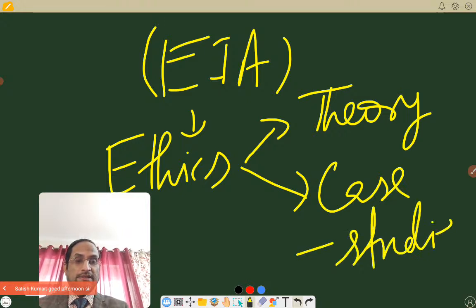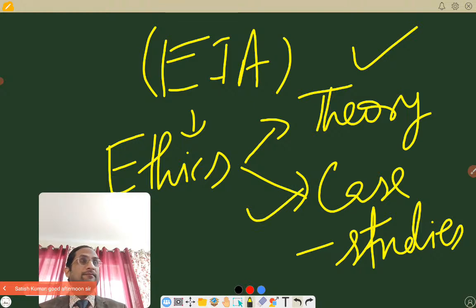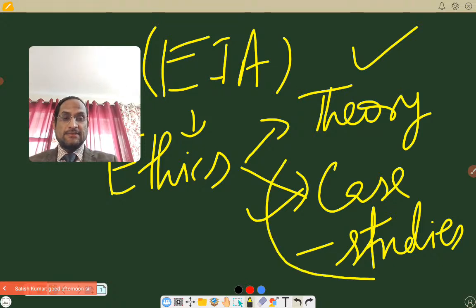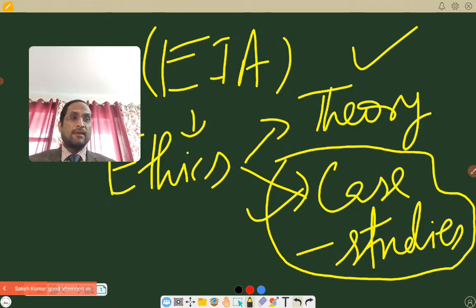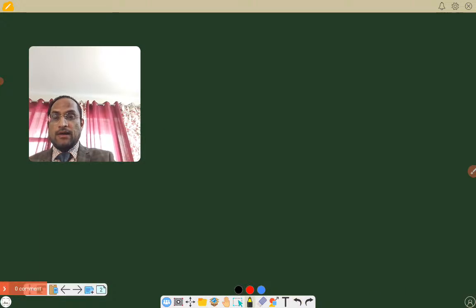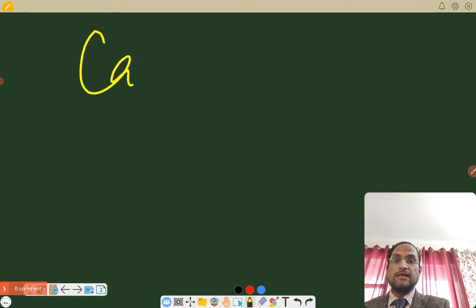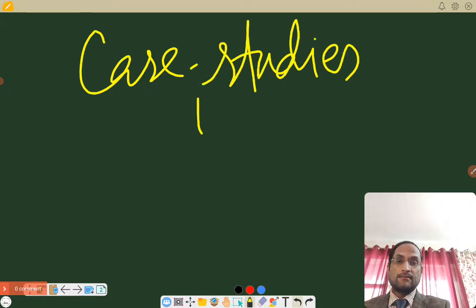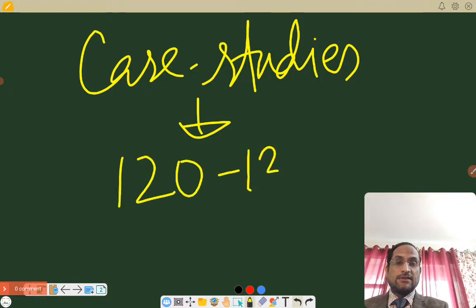Now, although both of these parts are important, first, they are important, and second, both of them are scoring. So now we'll understand what is the essence of the case studies part. What is so unique about this? You will find that in the second part, the case studies part, questions range from 120 to 130 marks.